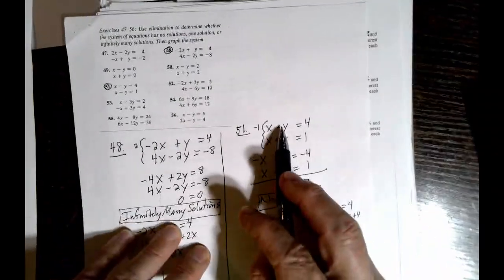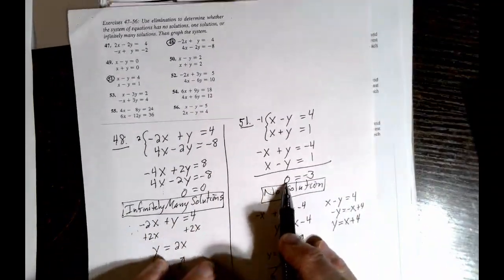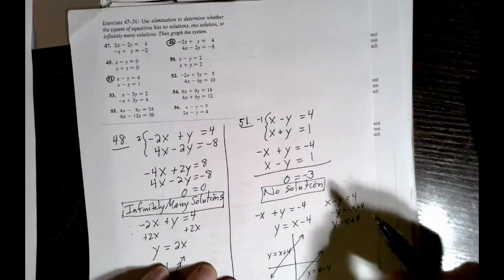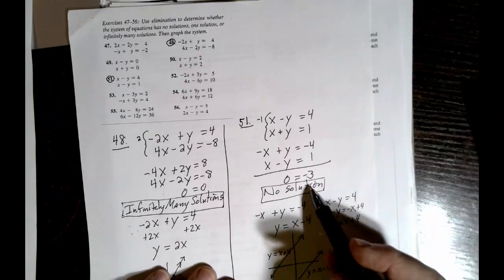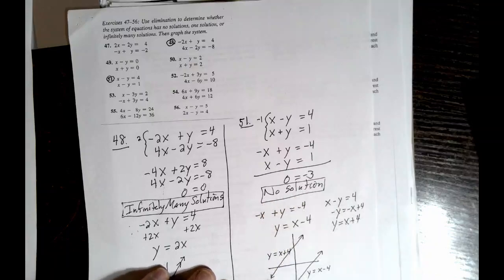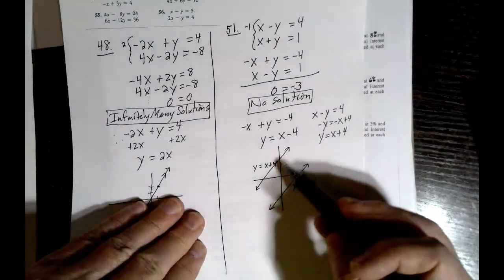Now on this one, when you solve this one, you get 0 equals negative 3. Well, there's a solution when 0 equals negative 3, which is never. So there's no solution. When you graph this, you see they don't intersect at all. No intersection. Right.